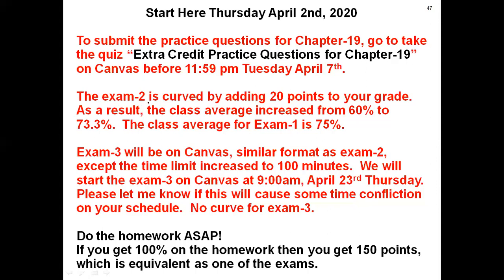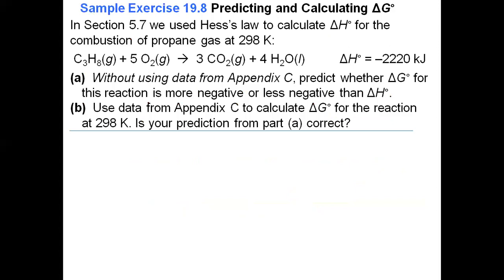Okay, so let's get started on today's lecture. We will study this question. This question is for this combustion reaction. We give you the delta H, and the first question is, without using the data from appendix C, predict whether the delta G for this reaction is more or less negative than the delta H. So let's do the first question first.